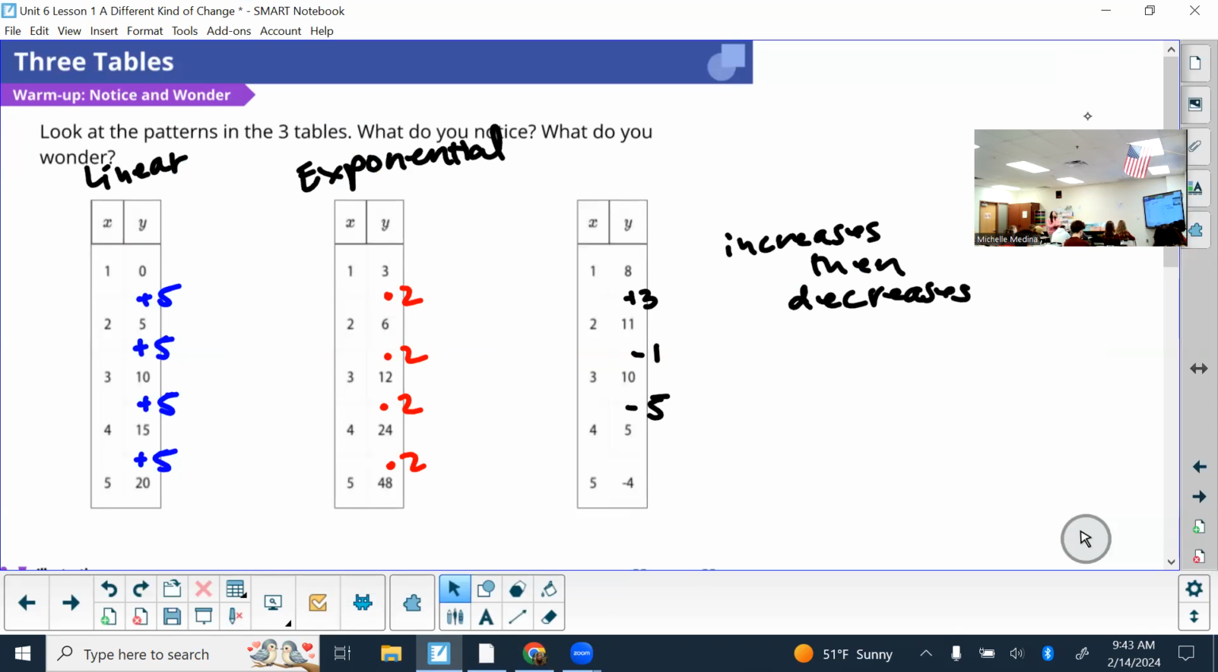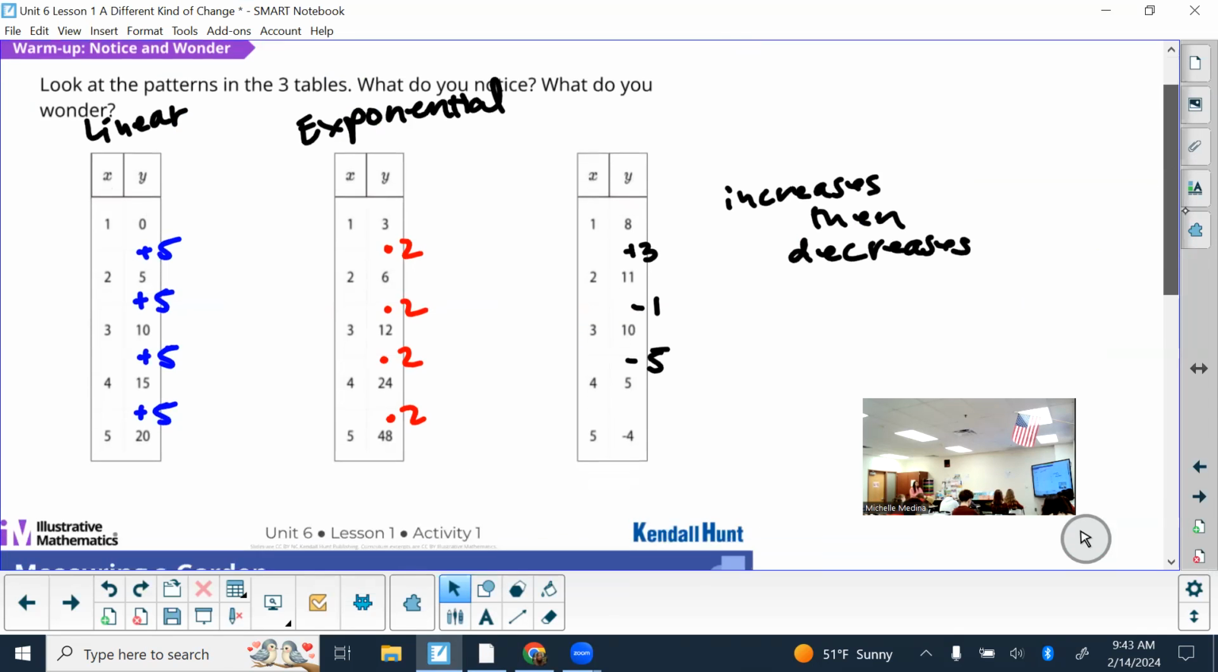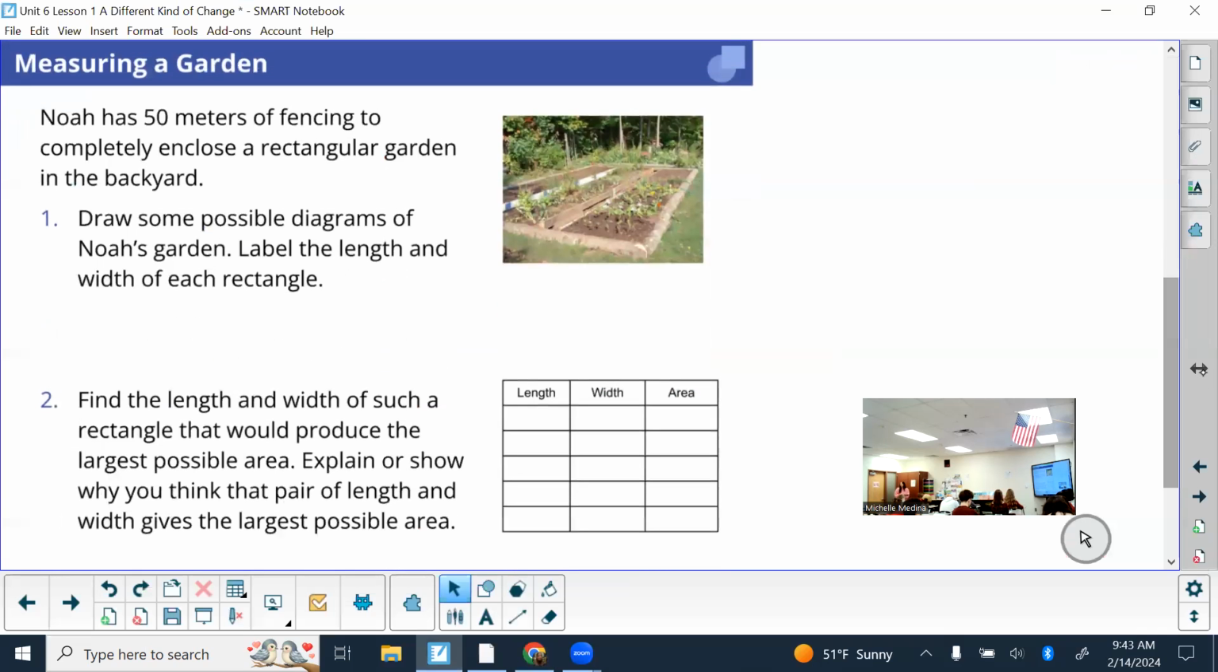Okay, so then on to the next activity, which is measuring a garden. Noah has 50 meters of fencing to completely enclose a rectangular garden in the backyard. We're going to draw some possible diagrams of Noah's garden, labeling the length and width of each rectangle.